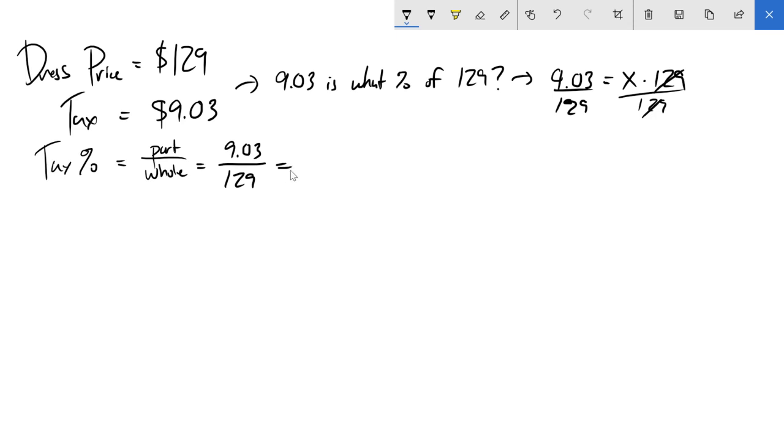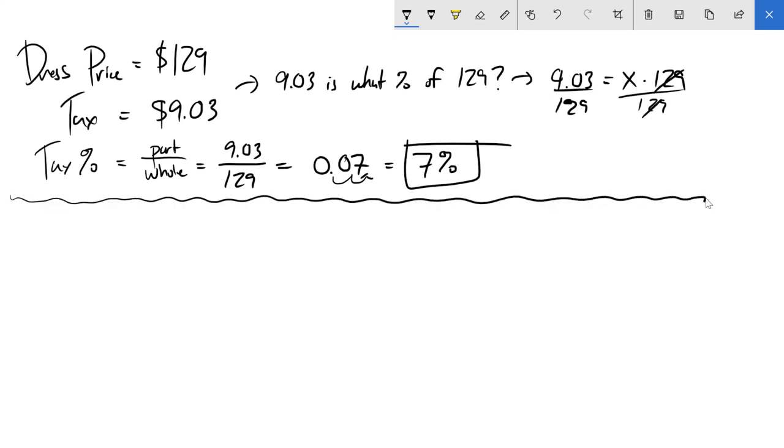903 divided by 129. What does that give you? 0.07. Yeah, and you just have to be careful. Remember, just like we turn our percentages into decimals to work with them, when we work out problems like this, that's the answer, but it's going to come in decimal form. So if we want to put it back in percentage form, we need to correct. And so that would be a 7% tax rate.